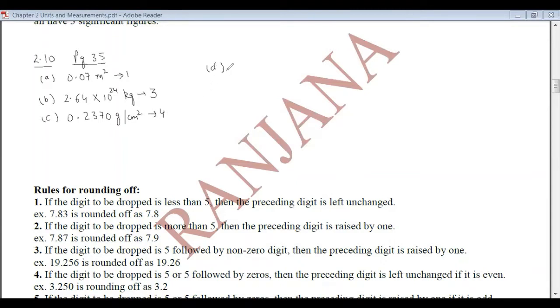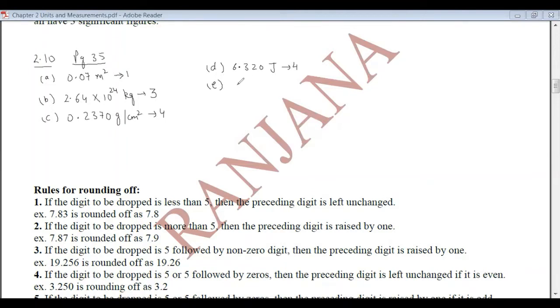Then the next part is 6.320 joules. Okay, again there is a decimal. So the last zero will be considered to be significant. So the number of significant figures here are 4.